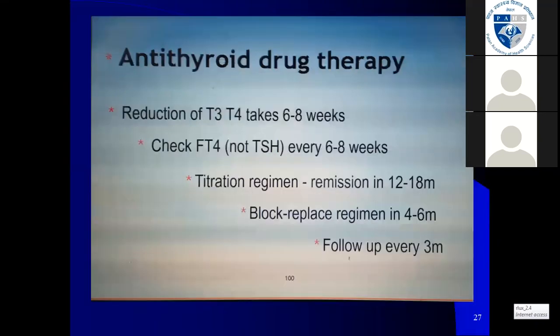In antithyroid drug therapy, reduction of T3 and T4 takes around 6 to 8 weeks, and we have to check FT4, not TSH, every 6 to 8 weeks. In the titration regimen, remission takes 12 to 18 months, whereas it takes 4 to 6 months in the block and replace regimen. So we have to follow up the patient every 3 months.